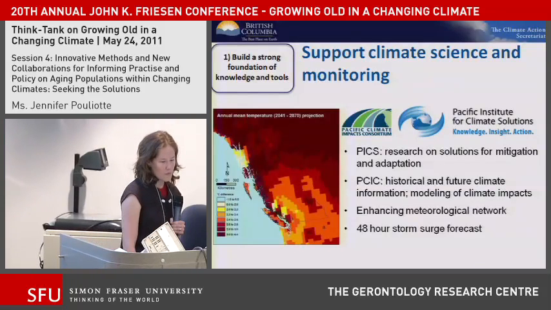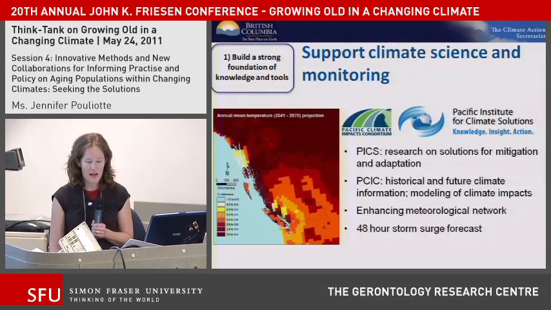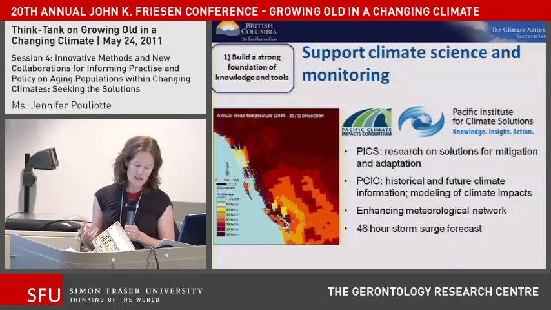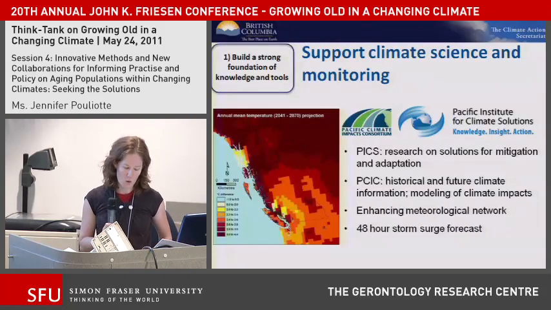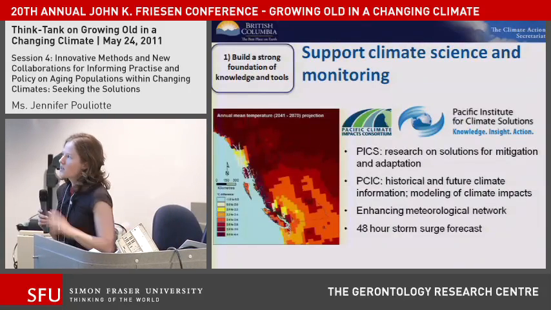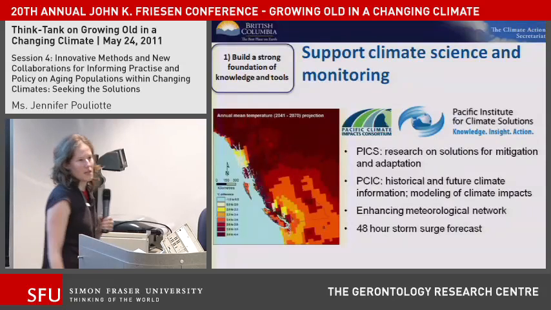And part of that endowment also supports PCIC, the Pacific Climate Impacts Consortium. That provides regional scale climate projections for BC stakeholders, including BC Hydro, local governments, and provincial ministries. So the map that you see on the side of the screen comes from PCIC.